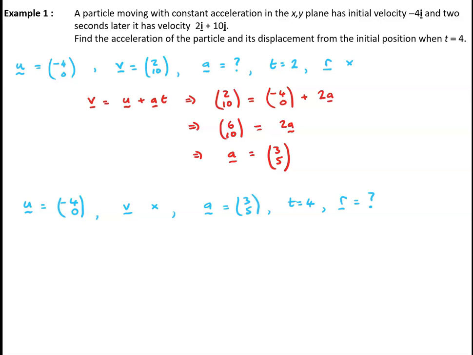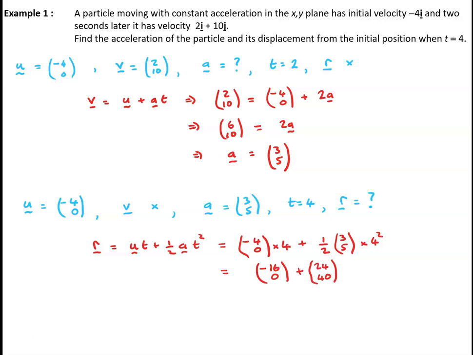So in this case, we can use the equation r equals ut plus a half at squared. That is, we're choosing the equation which doesn't have the final velocity in it. So we've got r is equal to (-4, 0) times 4 plus a half of the vector (3, 5) times 4 squared. So that's (-16, 0) plus (24, 40), which is going to give me (8, 40). So the displacement from the initial position when t equals 4 is the vector (8, 40).